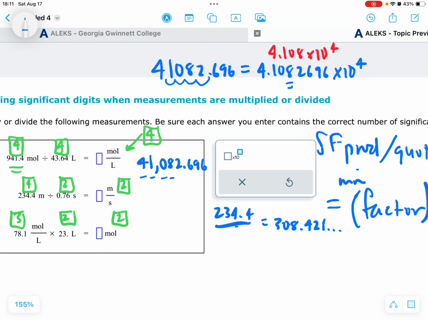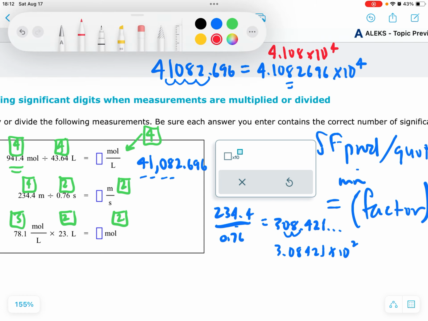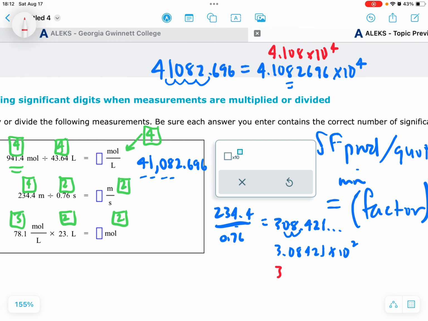Okay. So I'm going to rewrite this as scientific notation. This is going to be 3.08421 times 10 to, that's a big number. So this is going to be positive 2, times 10 to the 2. Okay. So how do I report that? I'm going to go back to red. I'm going to say this is going to be 3.1 because that's going to round up, right? Times 10 to the 2. Okay, so here's my answer for part 1. Here's my answer for part 2.